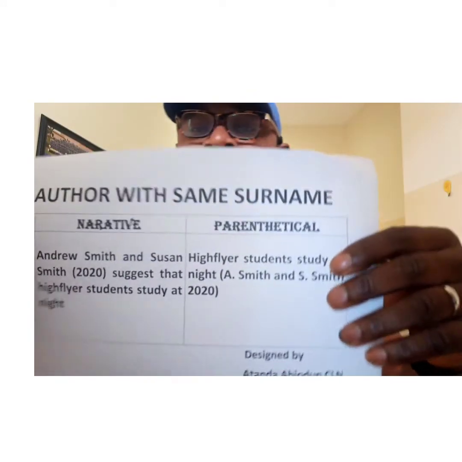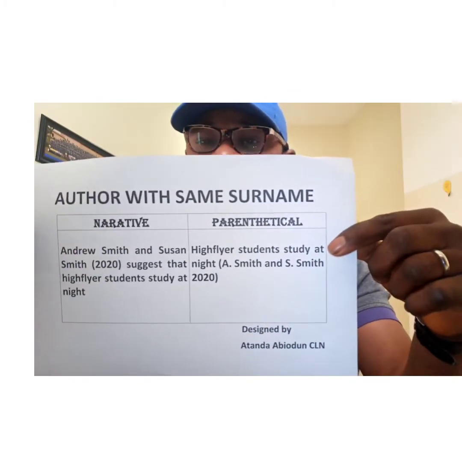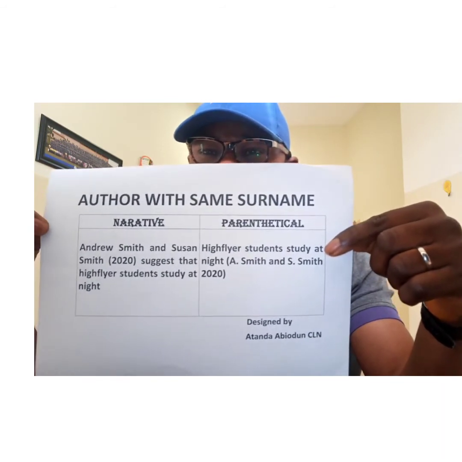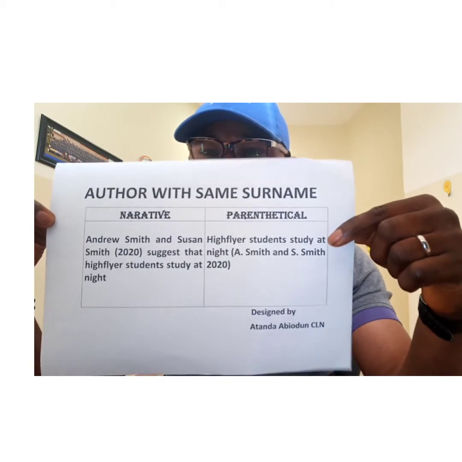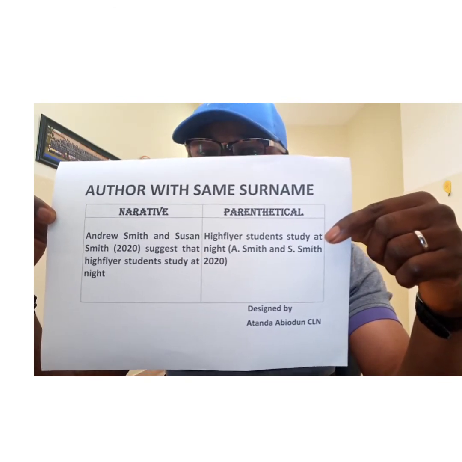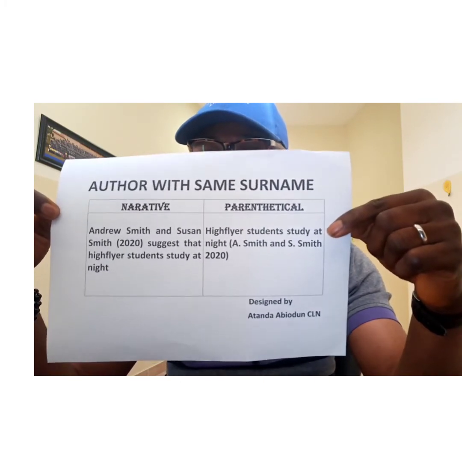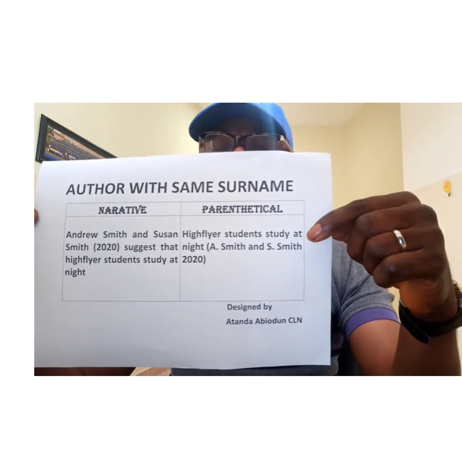Now, the next one we want to look at is author with the same surname. This occurs when you have a husband and a wife that have written the same material you want to cite, or cousins, they share the same surname or the last name. So in this situation, this is what you do.